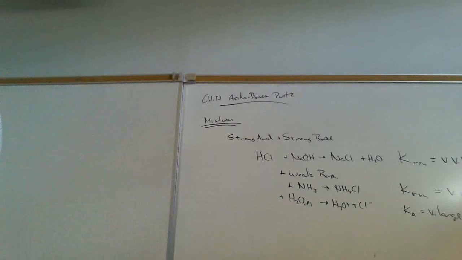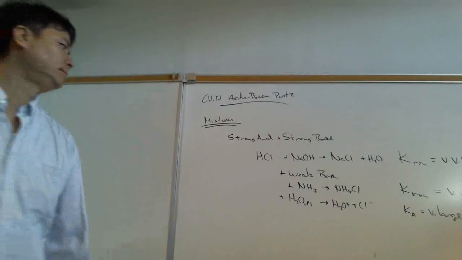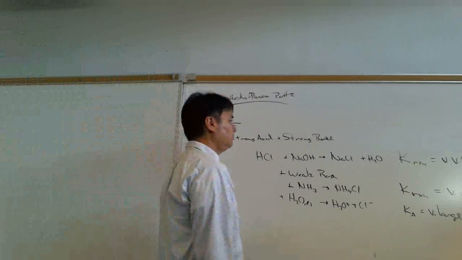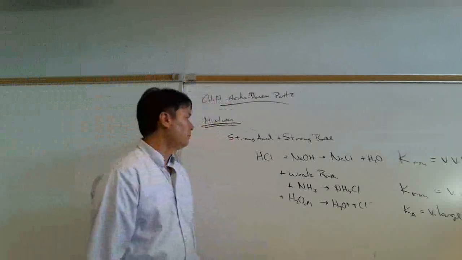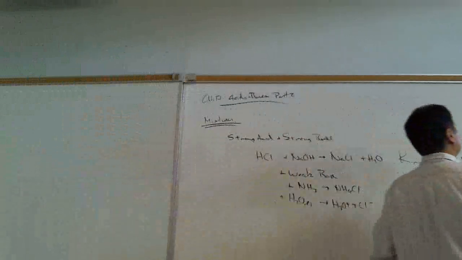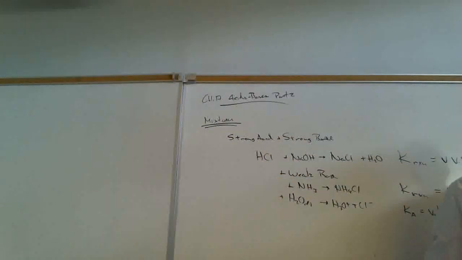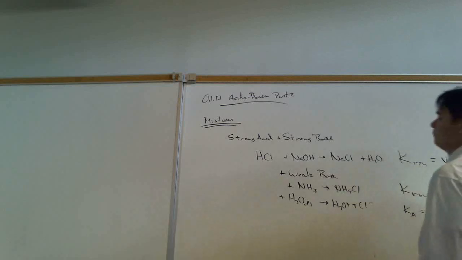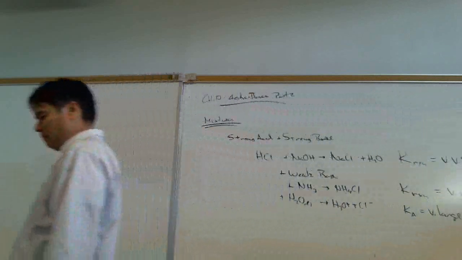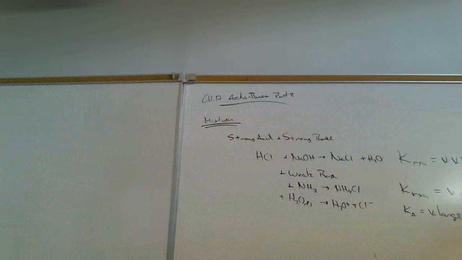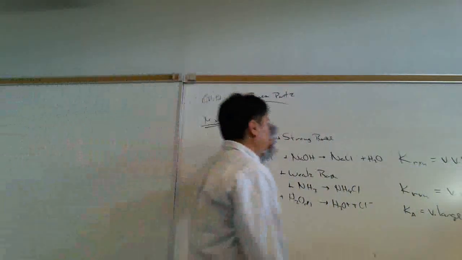The scale is, and so what we say is strong goes to completion. Strong goes to completion because the K should be big.